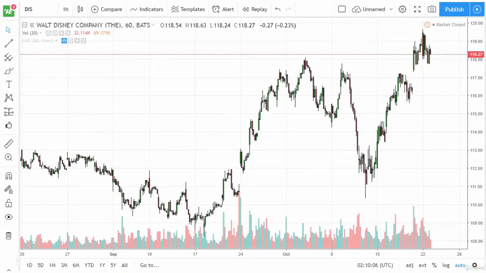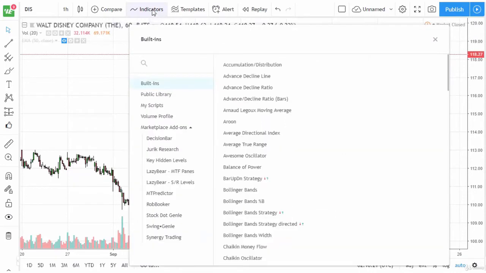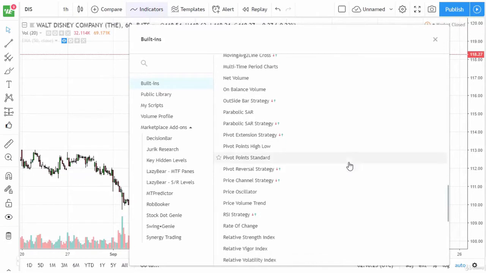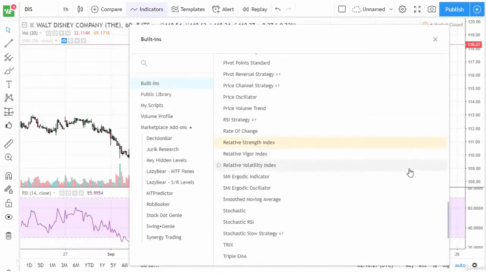In this video, how to identify overbought and oversold conditions using the relative strength index. The relative strength index, or the RSI, is a very common indicator which you can plot on the chart by clicking indicators and scrolling down to the appropriate relative strength index.